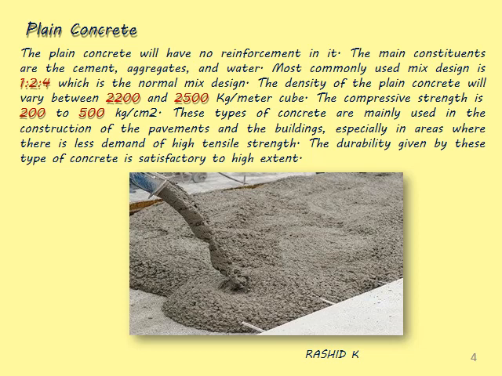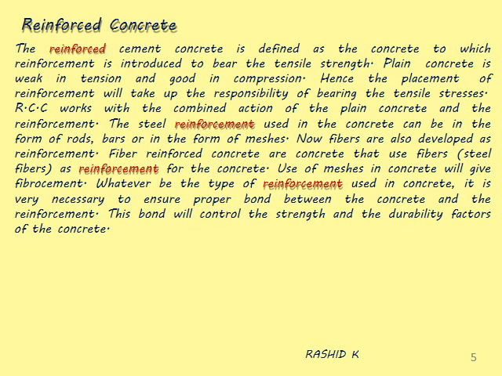The density of the plain concrete will vary between 2200 to 2500 kg per meter cube, and its compressive strength is 200 to 500 kg per centimeter squared. This kind of concrete. Let's move now to the reinforced concrete.